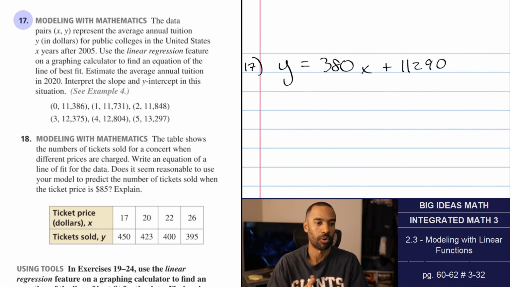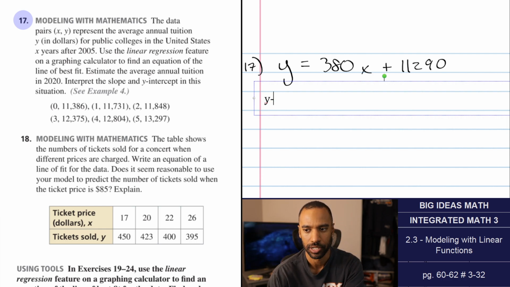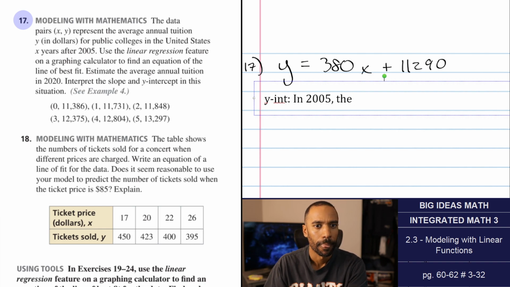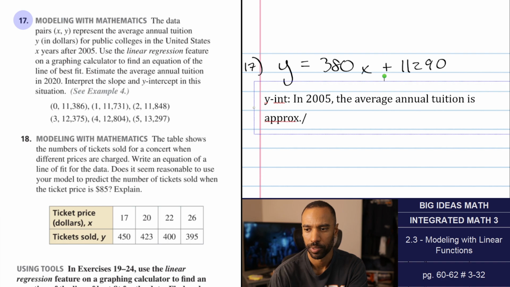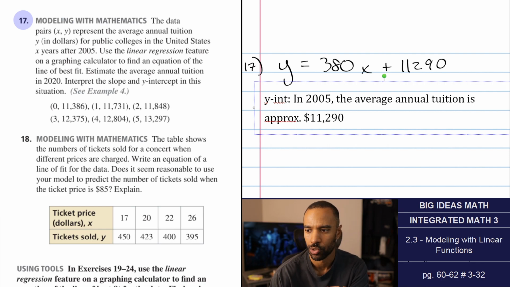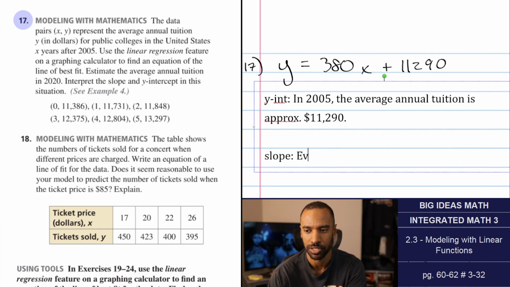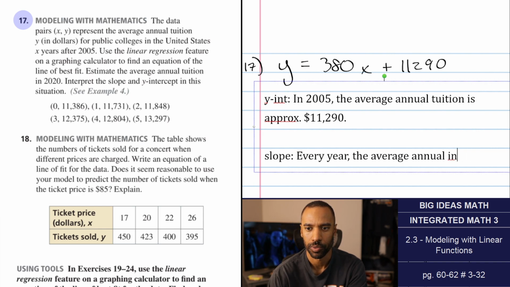Now let's interpret this first before we estimate the other thing. For the y-intercept, first of all, it's saying in year 0, in the year 2005, the average, did they say average for this? Average annual tuition is approximately $11,290. That's the y-intercept. The slope interpretation is every year the average annual tuition increases about... oh, I didn't write the word tuition.